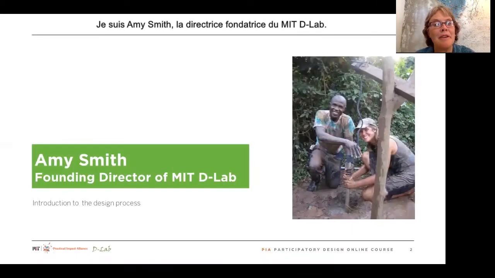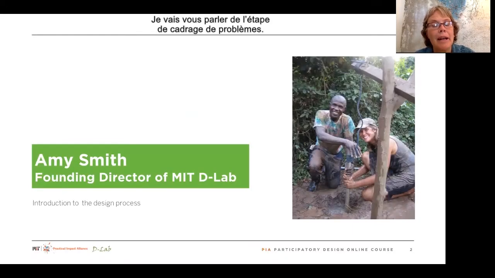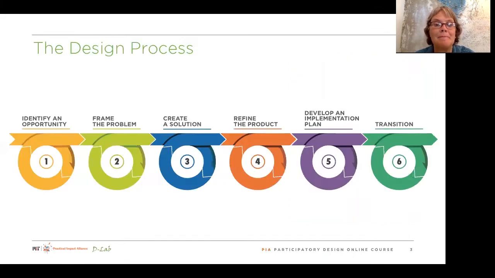I'm Amy Smith, the founding director of MIT D-Lab, and I'm going to talk to you about the problem framing stage. I'll be joined by my friend and colleague, Mustafa Nassim, who will go into more detail about gathering and synthesizing information. For this course, we'll be focusing on stages 2, 3, and 4, framing the problem, creating a solution, and refining the product. And today, we'll begin with problem framing.